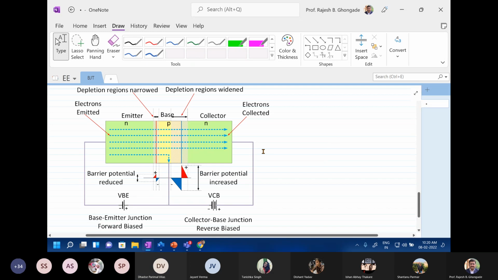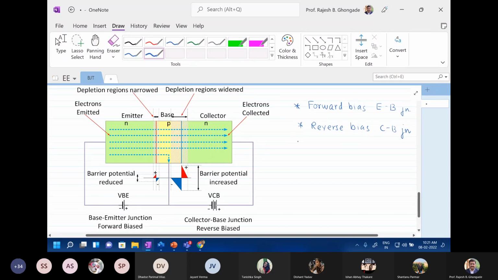So what we are doing here is one important thing. We are going to forward bias the emitter base junction, and we are going to reverse bias the collector base junction. इसका मतलब क्या हुआ?